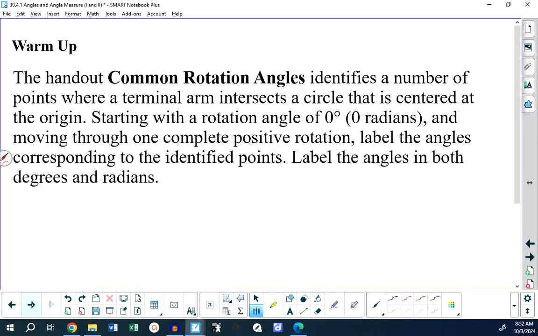So now I want you to go to that handout. It's a single handout called Common Rotation Angles. It is on the pink sheet of paper as opposed to your unit handout, which has a peach cover color. We just noticed at the beginning of the class that those two pinks are totally different pinks. So we're going to be looking at that. And starting at 0, we want to move through one complete rotation and label every angle on those points.